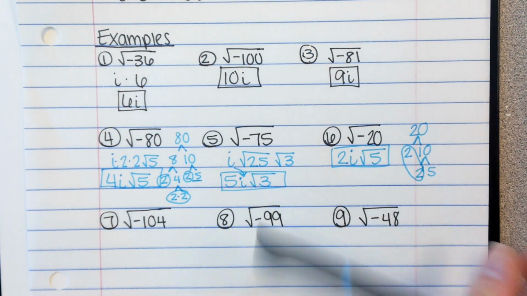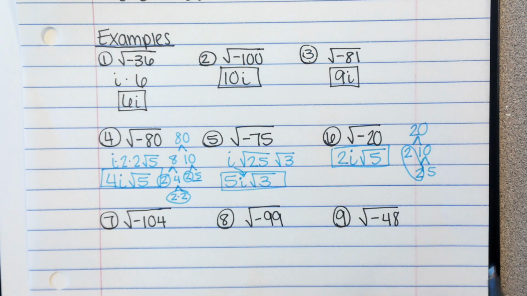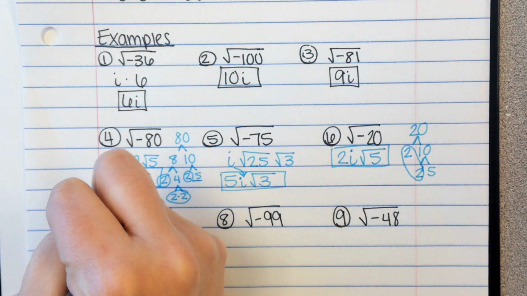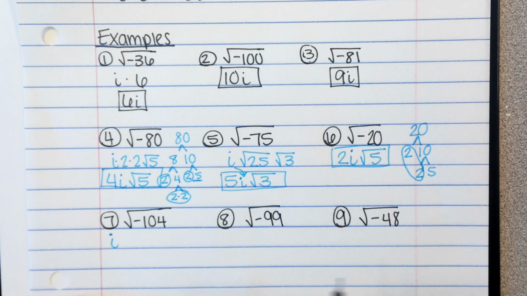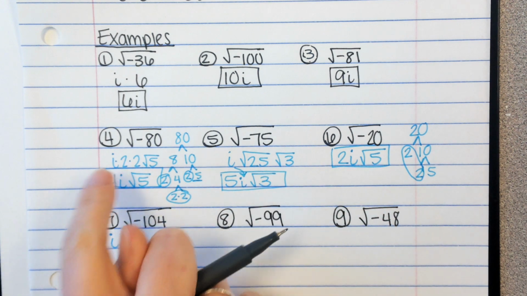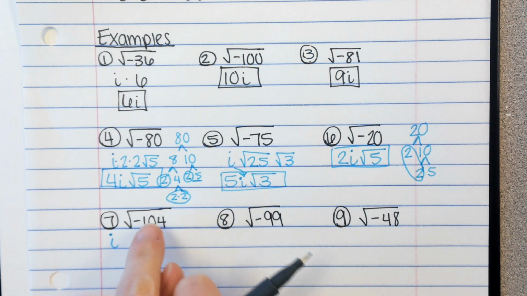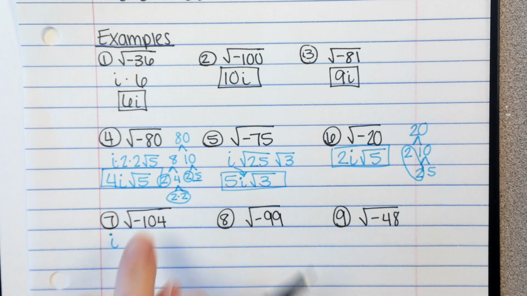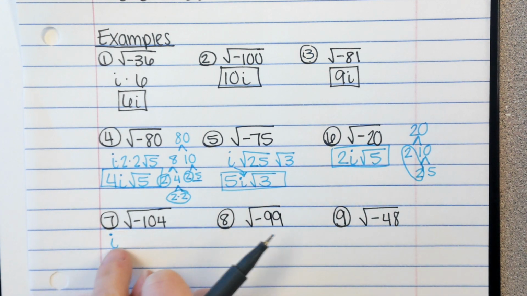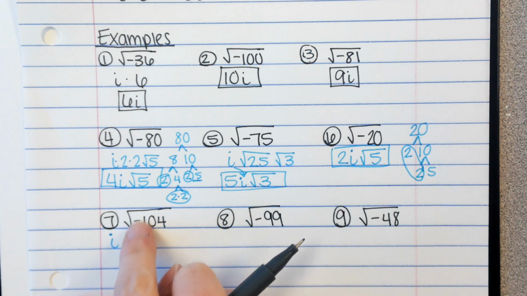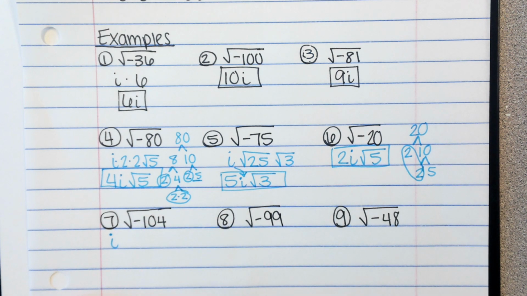All right, number 7, I have the square root of negative 104. So I know it's a negative, so I'm pulling out the i. And it doesn't matter, I did it first on some of these, I saved it on some of them. It doesn't matter as long as you pull out the i and get rid of the negative, okay? Because when you pull out the i, that's the only way to get rid of that negative on the inside.